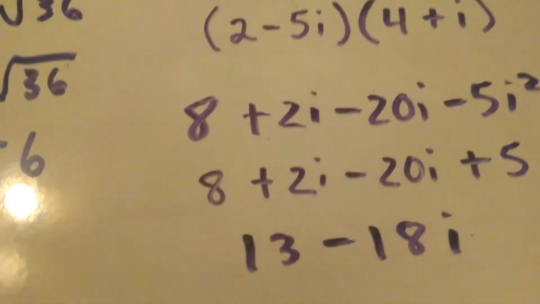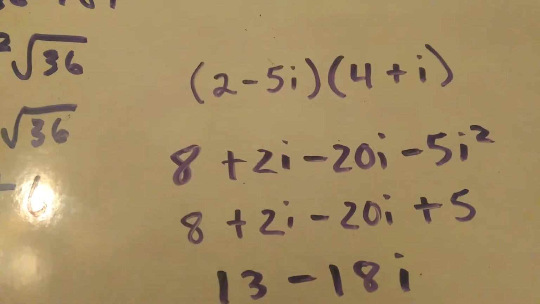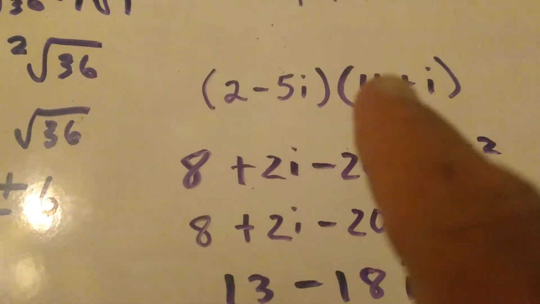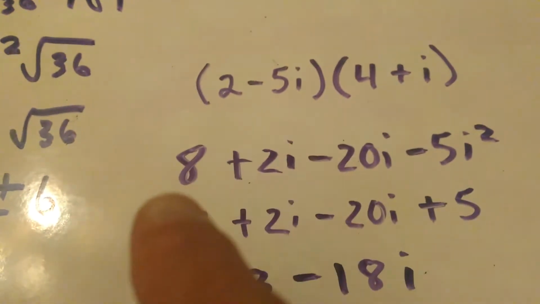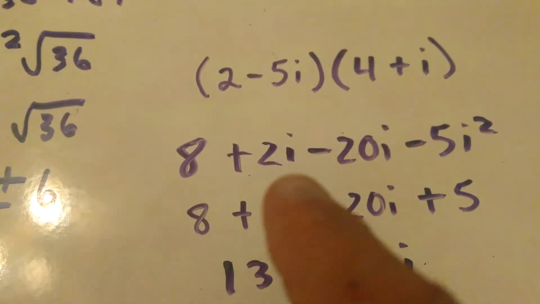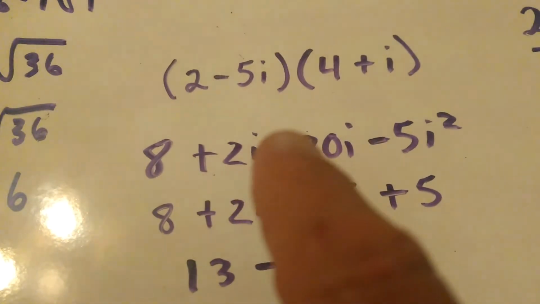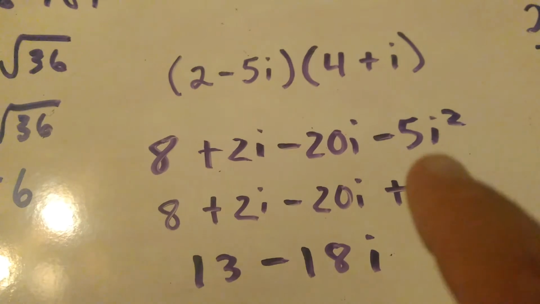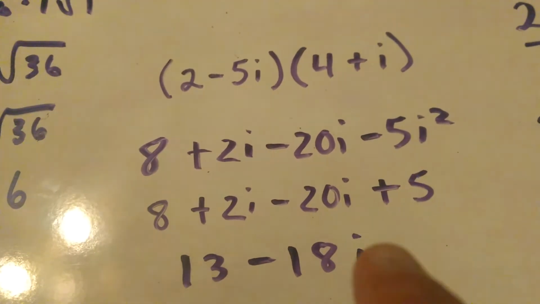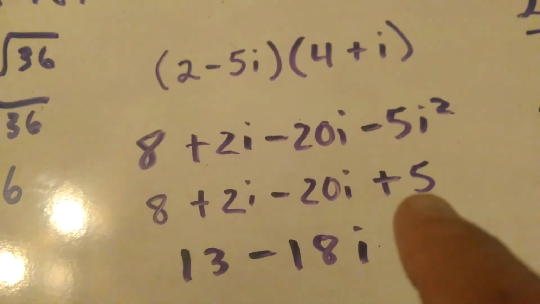If I come down here and multiply complex numbers, I want to do the same thing. This is really a binomial times a binomial, so I treat it the same way. I multiply the 2 times the 4 and I get 8. I multiply the 2 times the i, I get 2i. I multiply the -5i times the 4, I get -20i. I multiply the -5i times the i, I get -5i squared. So then what happens is i squared becomes a -1 times a -5 becomes a +5.